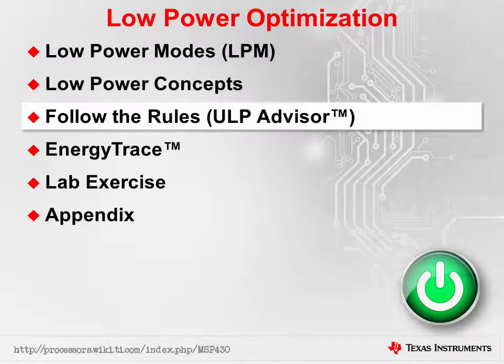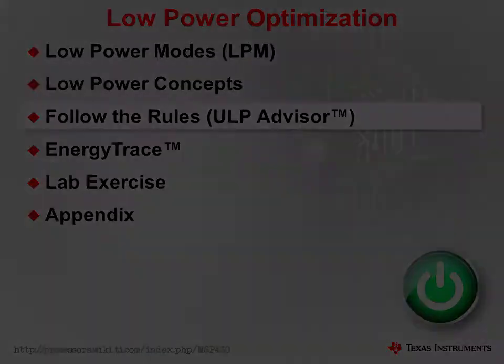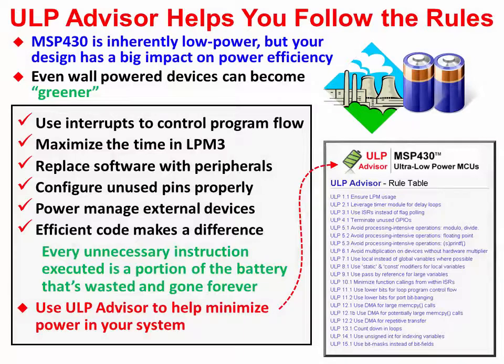We are well over halfway through the chapter. It's now time to focus on two tools that can help you achieve lower energy usage. Let's start with the ULP Advisor. As we've shown here, using ULP Advisor is the last of our low power suggestions for this chapter. In this section, we'll talk a little bit about how it works, as well as outline the list of rules it employs.